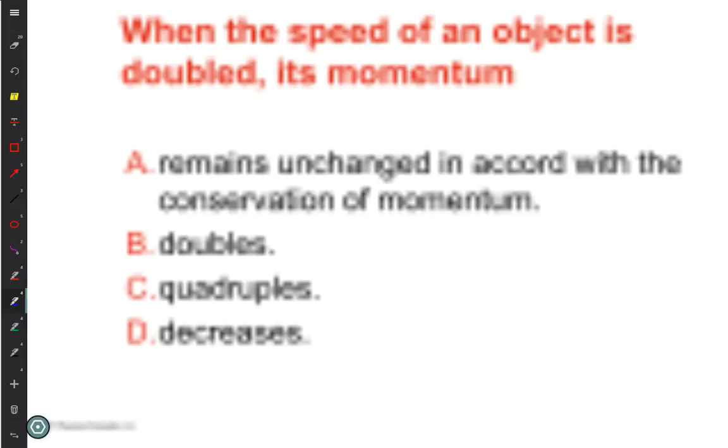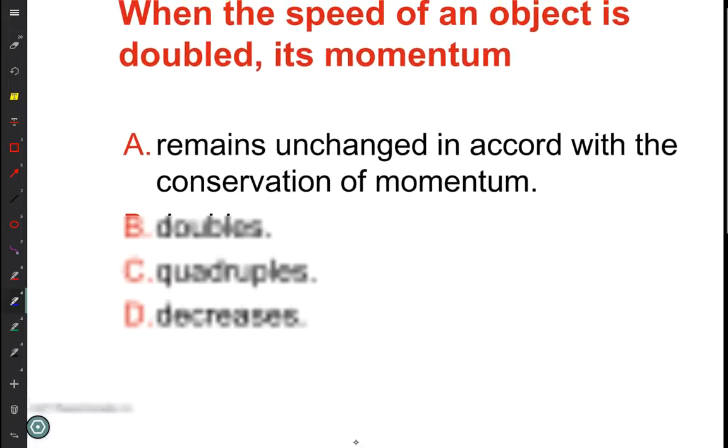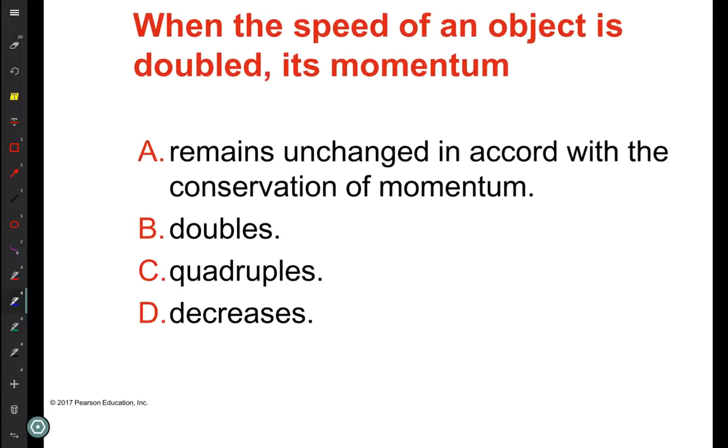So our first clicker, wow, that's perfectly in focus. There, that's better. When the speed of an object is doubled, what happens to its momentum?